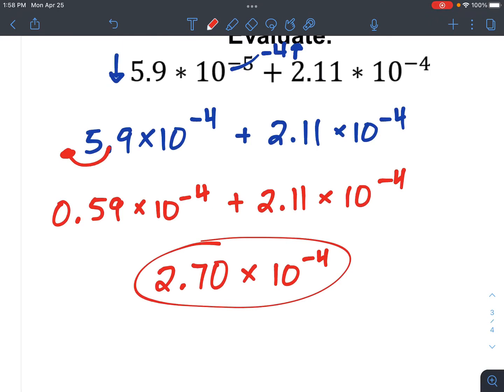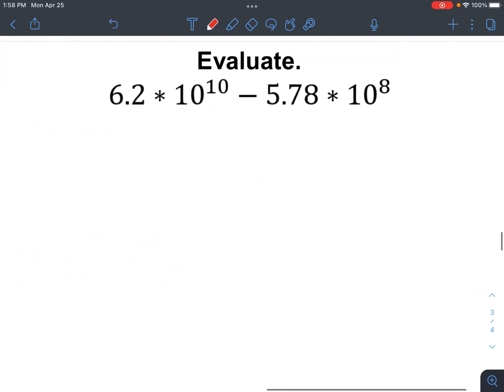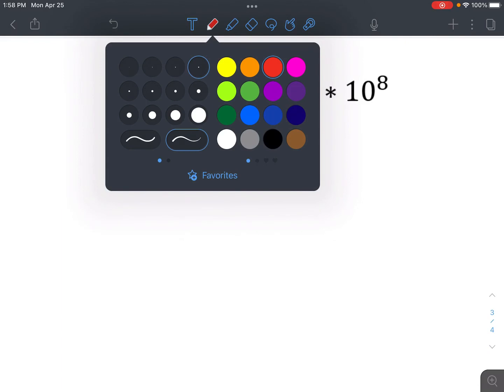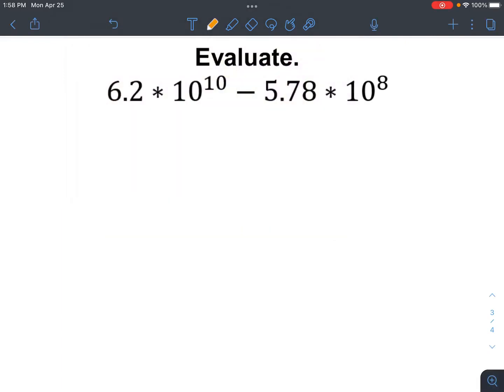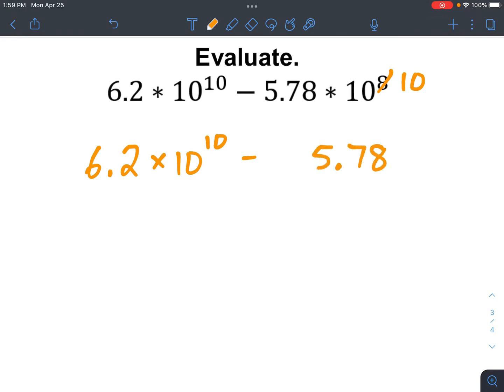Okay. All right, then the last one. This time, once again, what we want to do is change it to the larger of the two numbers. So 8 should become 10. We're going to rewrite what we have. Let's leave some space for that 5.78. We need to move the decimal point 2 places because 8 became 10. It increased, and so we need to decrease 5.78. There's where our new decimal point belongs. We have to add in a 0.